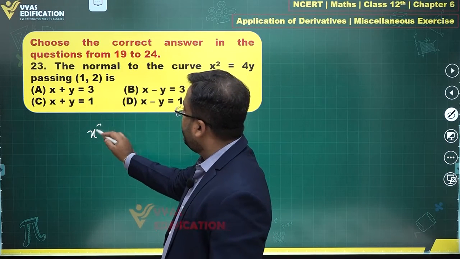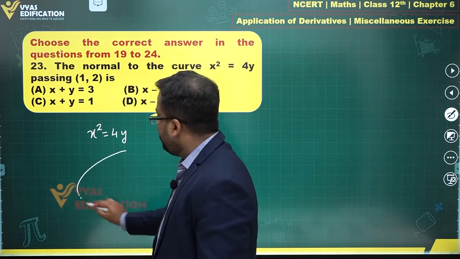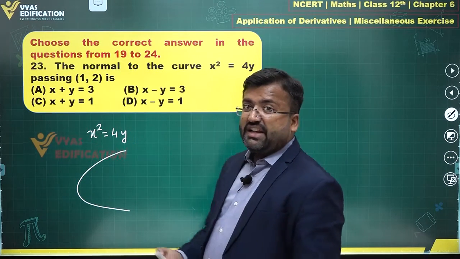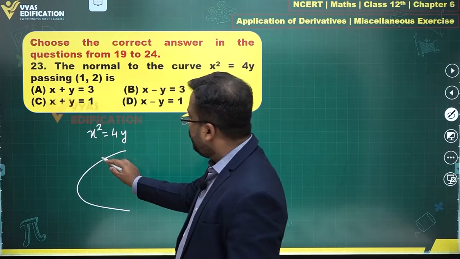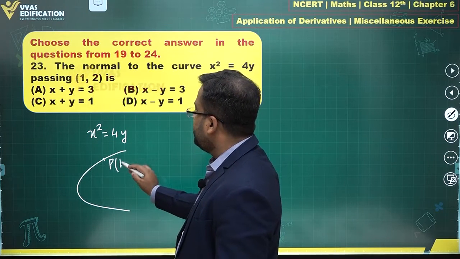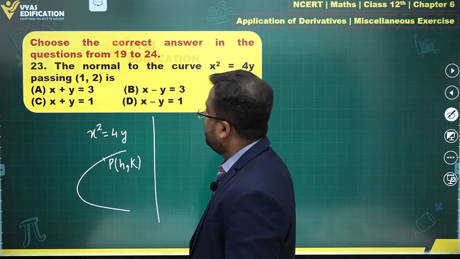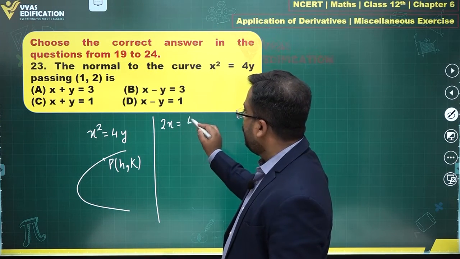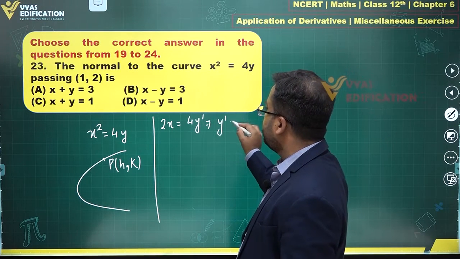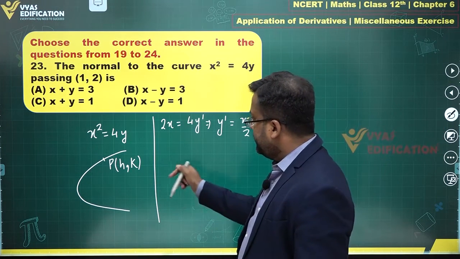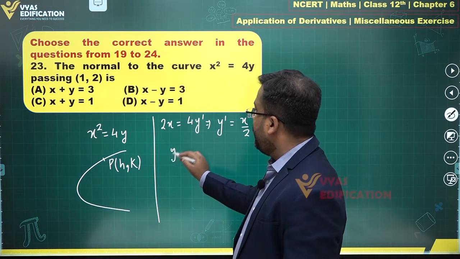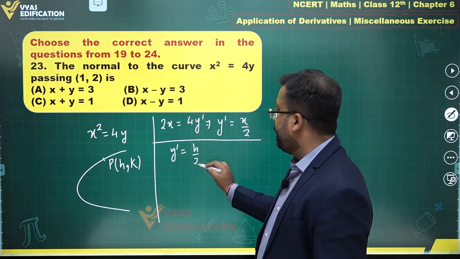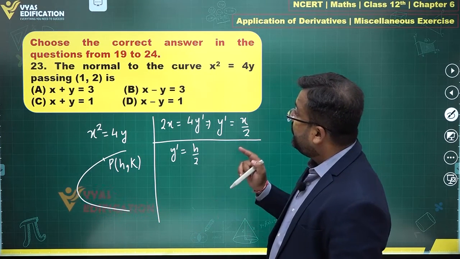So for x square is equal to 4y. By the way, we have solved this kind of question in the exercise as well, right? We used capital X and capital Y there. Let's use h comma k for the point over here. Point P is h comma k, let's say. And then what do we have? We have 2x is equal to 4y prime, which tells me that y prime is equal to x by 2. And this will imply that the slope y prime for this particular point will be h by 2. Okay, that's the slope of the tangent.